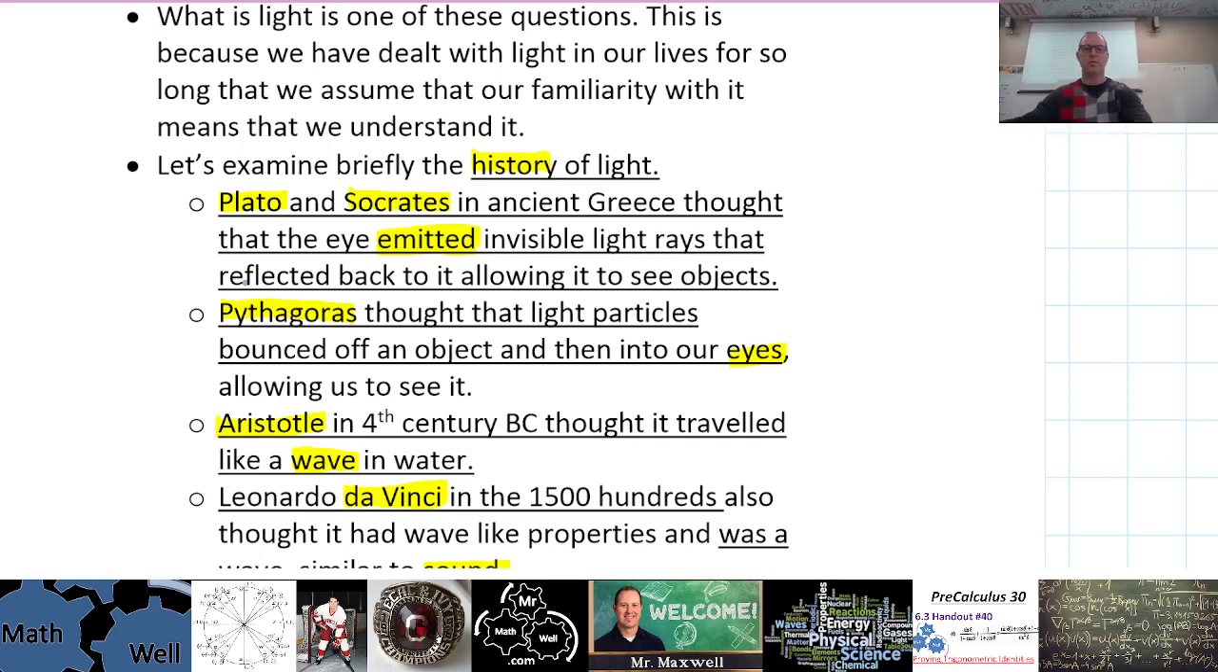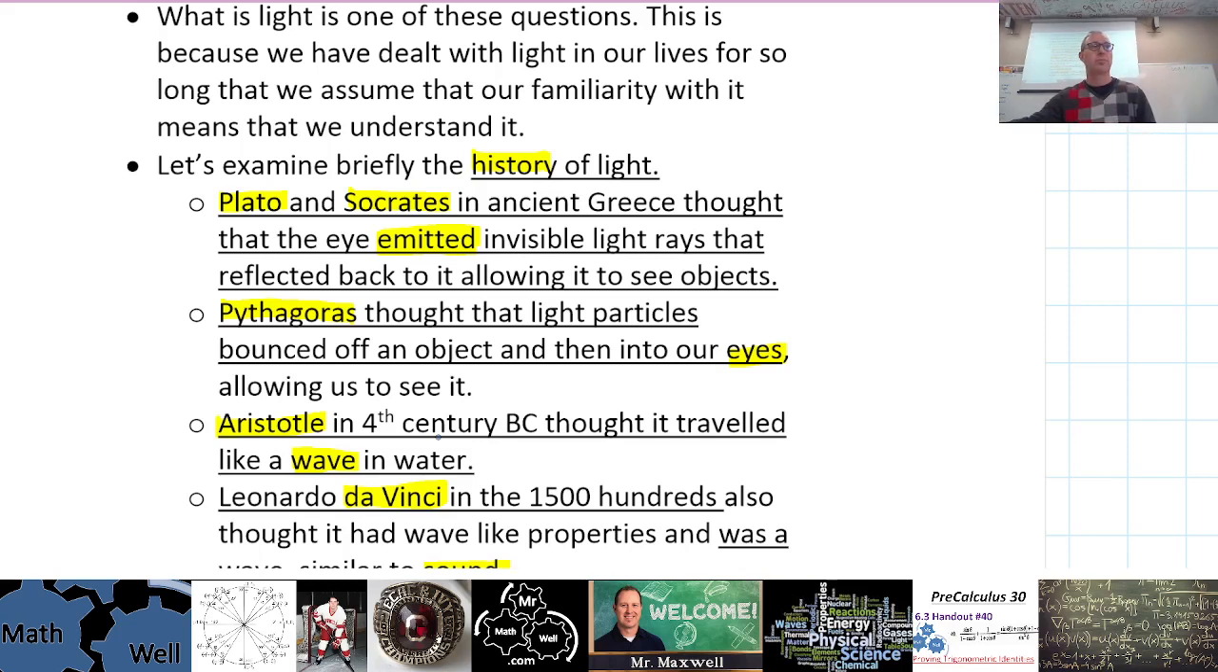Aristotle, in the 4th century BC, thought that light traveled like a wave in water. So Aristotle, obviously a giant of a mathematic and scientific philosopher himself, thought about the nature of light quite heavily and thought, hey, I think that light is behaving like a wave, not like these enigmatic light rays. There's some wave property.